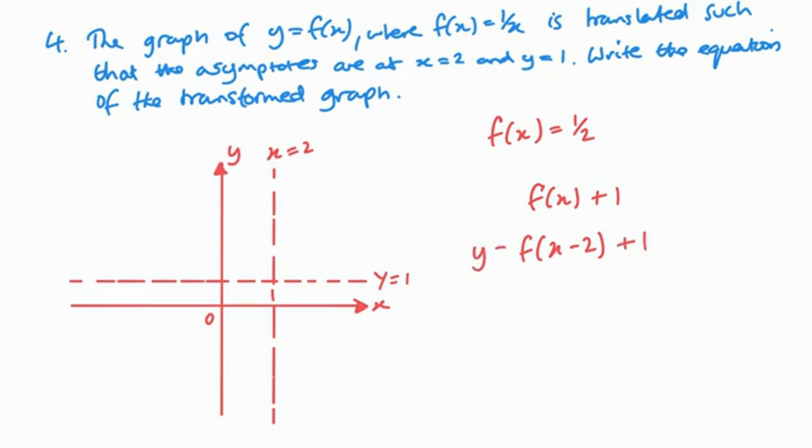So this is the graph that I have drawn. Now if I think that my original f of x is 1 over x, this would become 1 over x minus 2 plus 1. So here's my transformation that's happening, and here's the equation of the transformed graph.